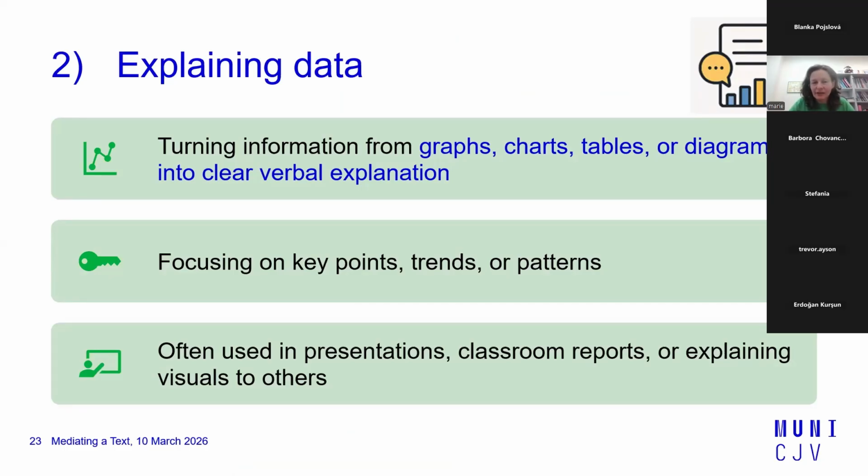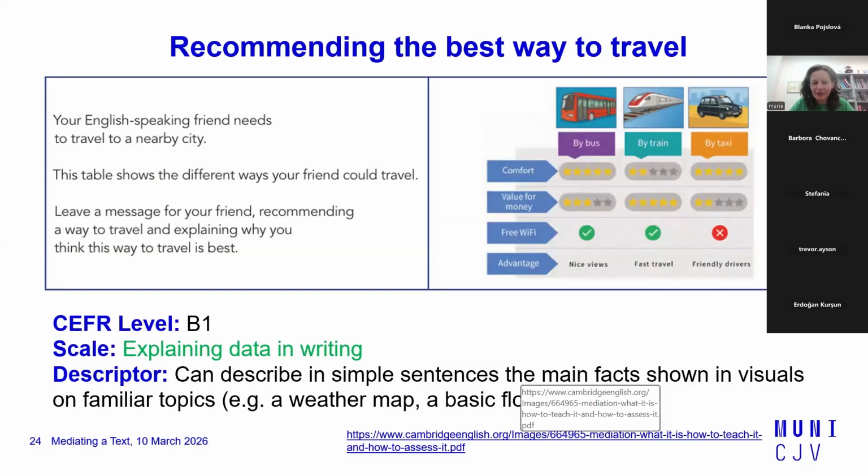And here is another clear example, again taken from a Cambridge course book, recommending the best way to travel. So at the B1 level, students should be able to explain data in writing, describe in simple sentences the main facts. So here the task is that your English-speaking friend needs to travel to a nearby city, and this table shows different ways your friend could travel. And the student's task is to leave a message for their friend recommending a way to travel or explaining what means of transport would be the best for them.